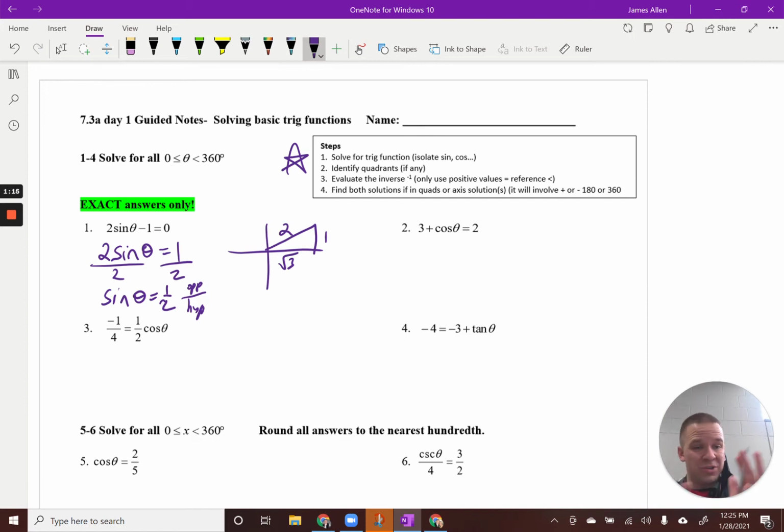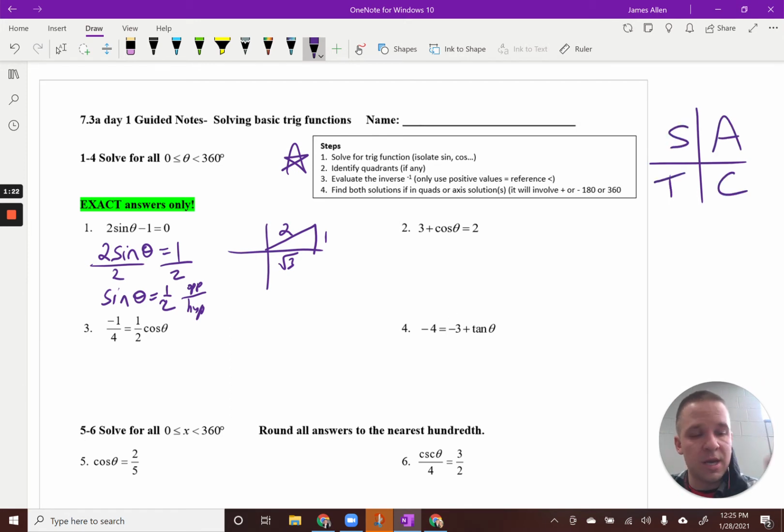All right, and where else could I possibly get that? That would also be where sine is positive. Perhaps you need a little refresher: A, S, T, C. Second quadrant, and the triangle we draw would also confirm that 1, root 3, and 2. That's a negative root 3 in that case because it's going to the left.